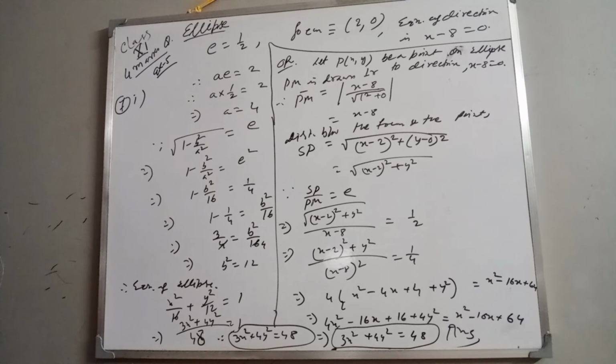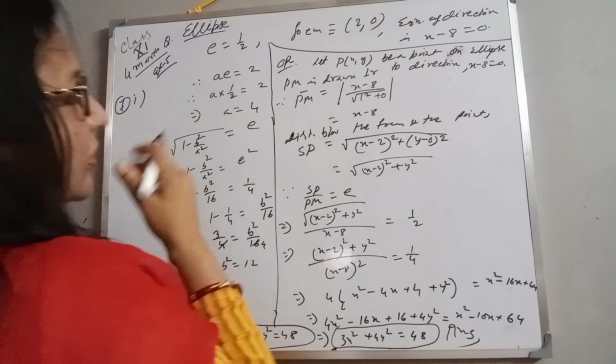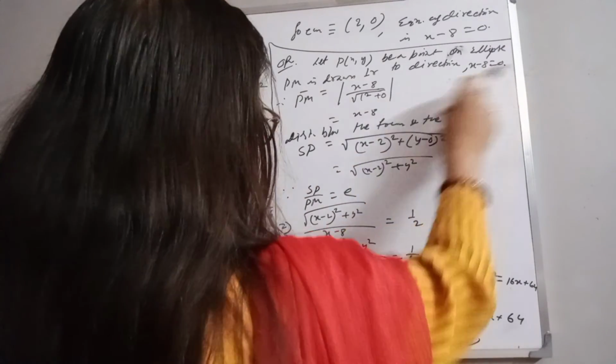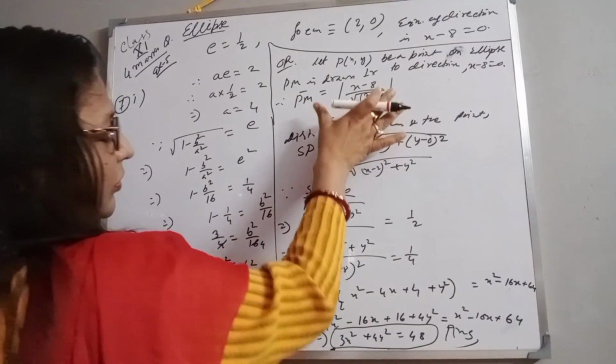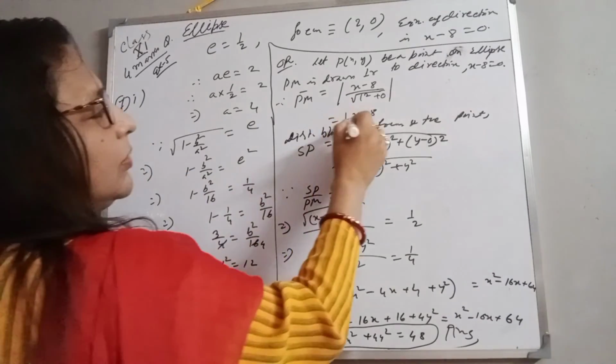Okay, so this is the other method. This is actually a very well known method. We know SP by PM is equal to e, always we do this method. That means the eccentricity definition is coming from this point, SP by PM is equal to e. We have only used this one. P(x, y) is a point on ellipse, then we draw a perpendicular PM to the directrix. PM, the perpendicular distance, is modulus of x minus a divided by square root of 1 square plus 0, that is coming only mod x minus a.